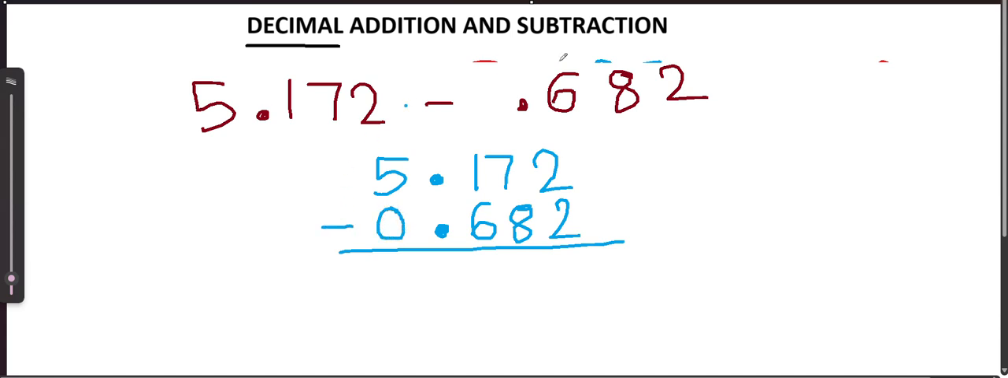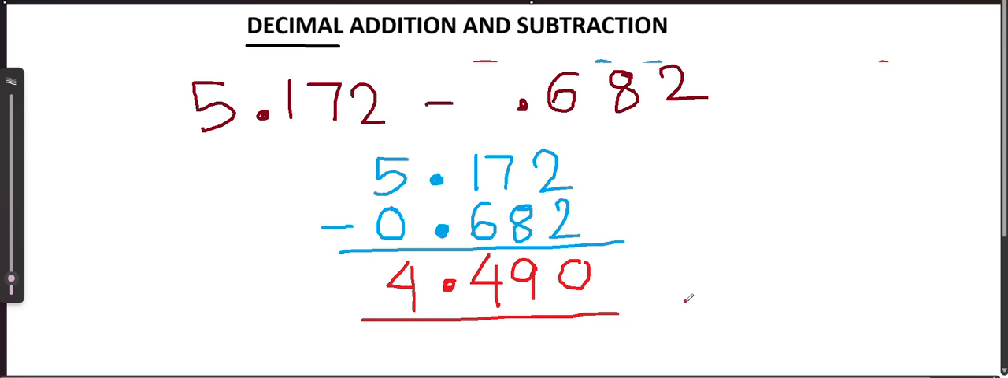Now I'm going to do the subtraction. So that would be a 0. Okay, so that would be a 9. And this would turn into a 4. And 0 turns into 1, so that would be a 4. My final answer is 4.490. Your final answer is this, right?